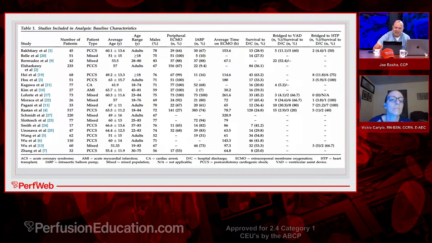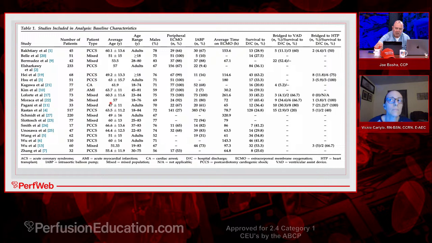And here are all of the studies that they reviewed with the number of patients that were in these studies, the patient type, whether it was post-cardiac surgery, post-cardiotomy syndrome, PCCS, or whether it was mixed, or whether it was acute MI, AMI, whether they had a balloon pump, all of these various different things, CA being cardiac arrest in this particular study. Then looked at the average age was 60, 51, going on down the list here.